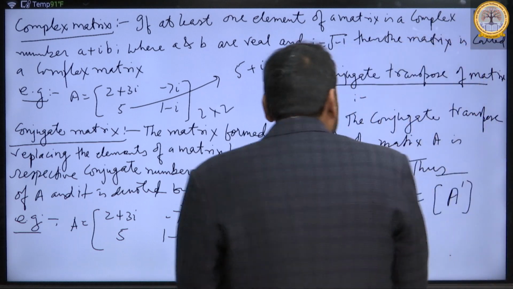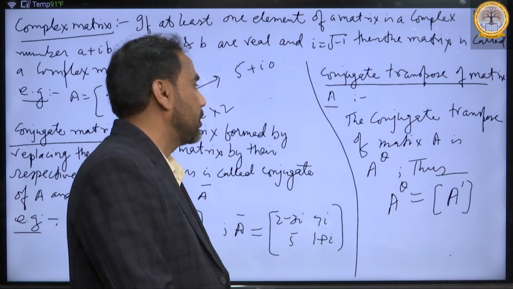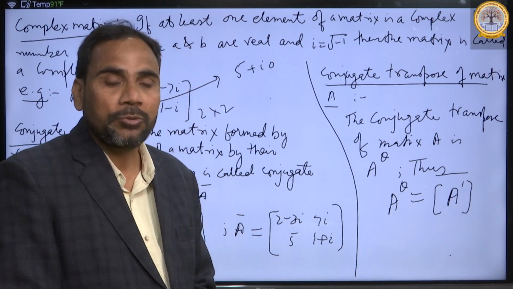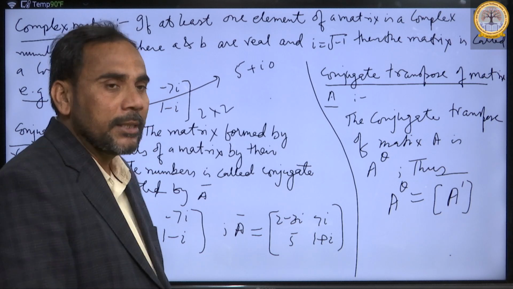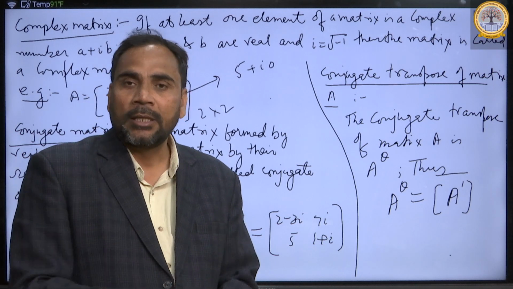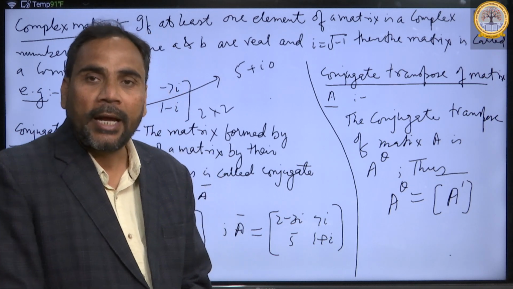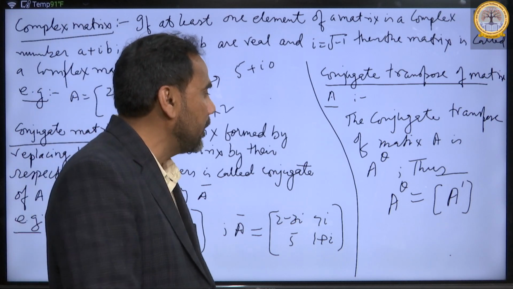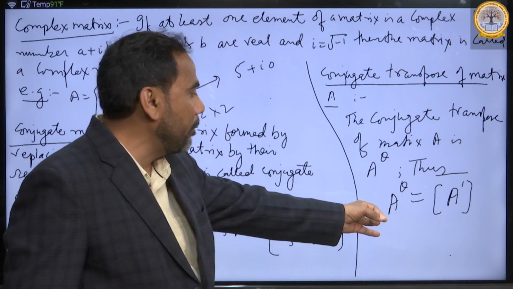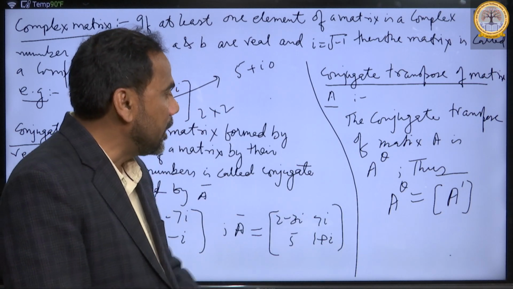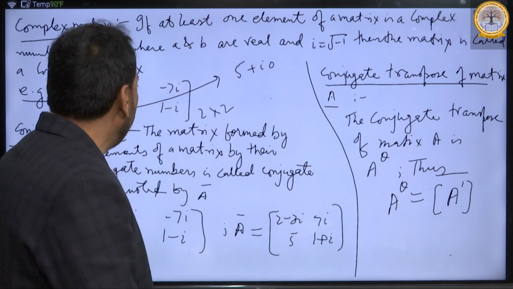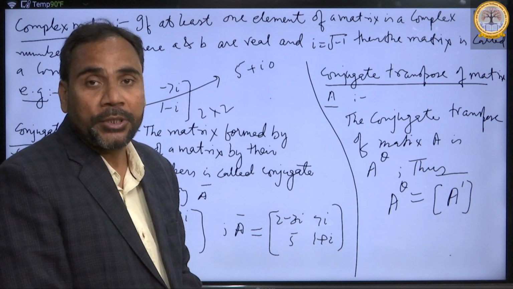Then my next definition is the conjugate transpose of matrix A. It is denoted by A to the power theta. We write the matrix A, first we write the transpose of A, and then we write the conjugate of the transpose of A. So it is denoted by A to the power theta, equal to (A dash) bar.